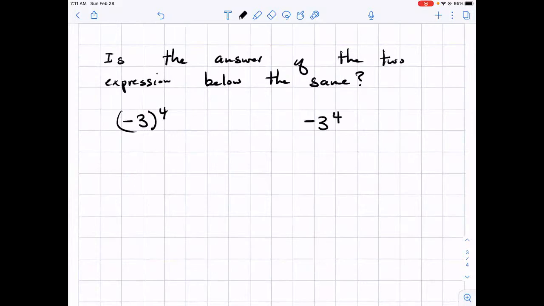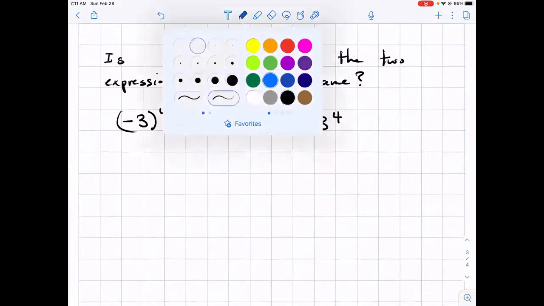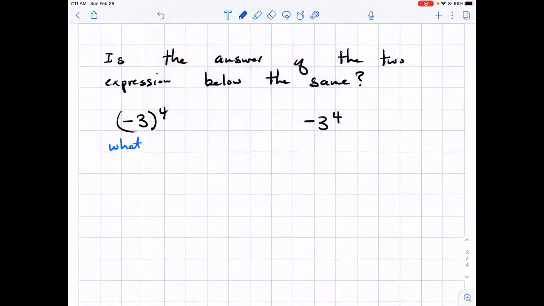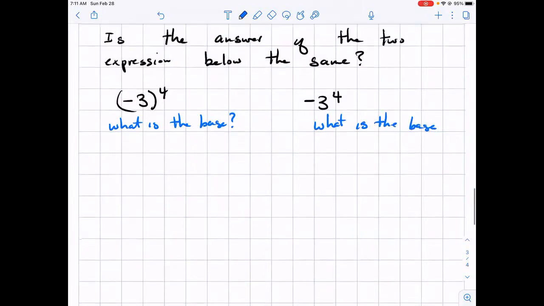Okay, so first thing here, what is the base? And same thing here, what is the base? So that's a very important question. So the answer here, what is the base? The base is the parentheses with the minus 3, right? This is the base. In this other expression, the base is just 3. Okay, this is your base.